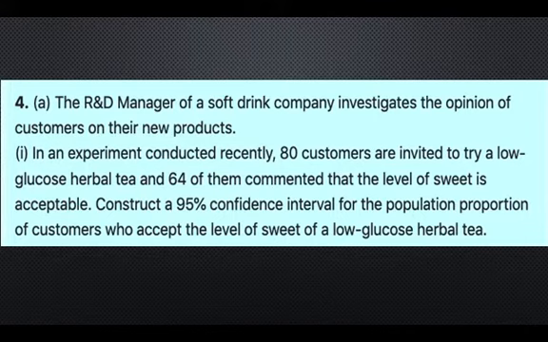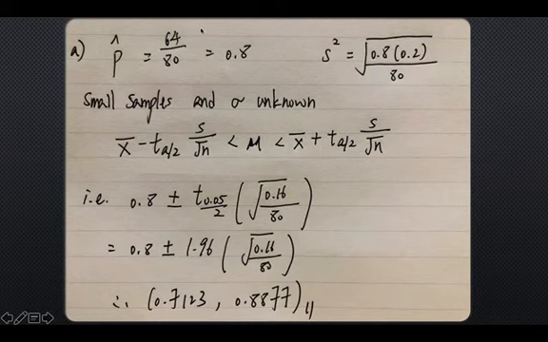Construct a 95% confidence interval for the population proportion of customers who accept the level of sweet of a low-glucose herbal tea. To calculate the population proportion, we need to calculate the mean and the standard deviation first. The mean will be equal to 0.8 and the variance will be equal to the square root of 0.8 times 0.2 over 18. We will use this equation to calculate the population proportion, which is 0.8 plus and minus 0.05 over 2 times the square root of 16 over 18.